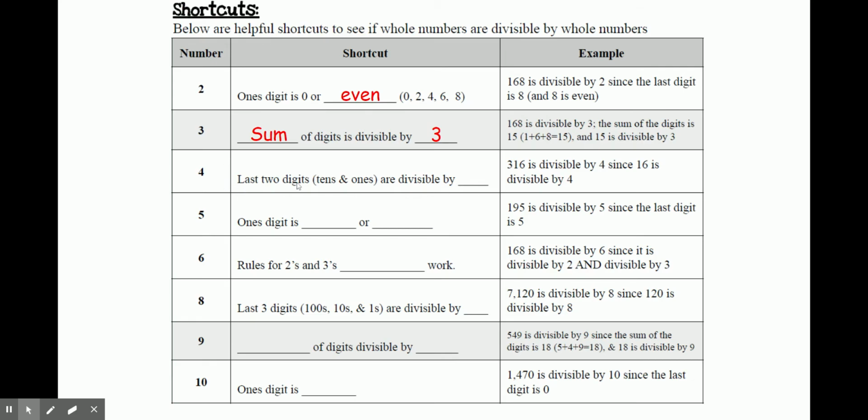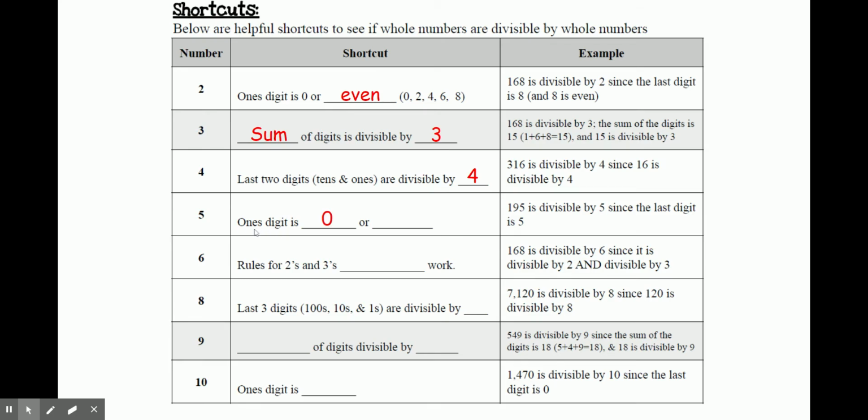All right, 4. The last two digits, the tens and the ones place, are divisible by 4. So in this case, we're going to use 316. We are only looking at the tens and ones place. And if 16 is divisible by 4, then 316 is divisible by 4. So 16 is divisible by 4. That means 316 or 416 or 1,000,016 are all divisible by 4 because the tens and ones place is divisible by 4.